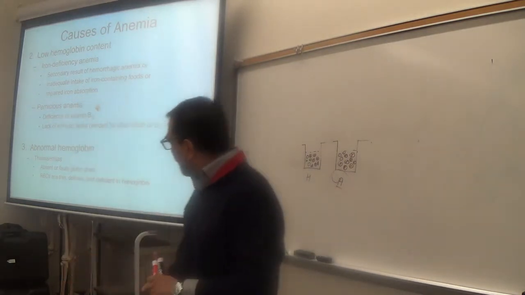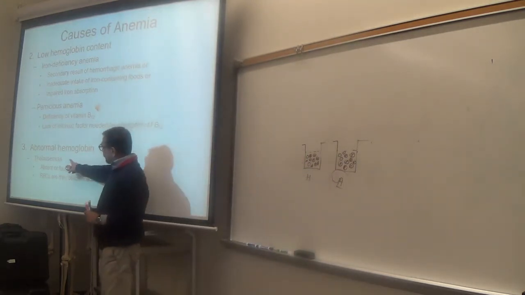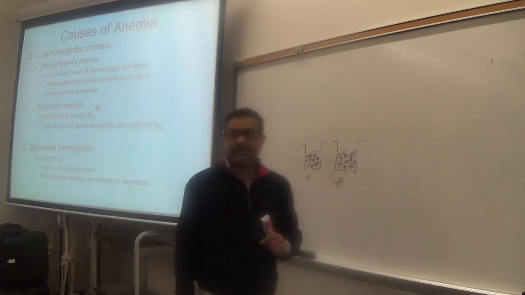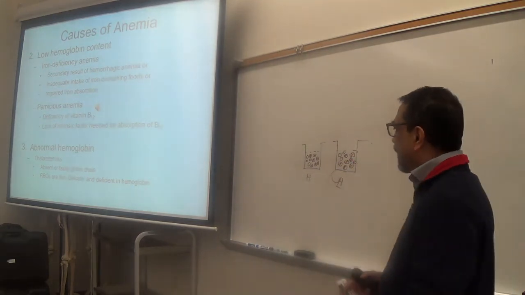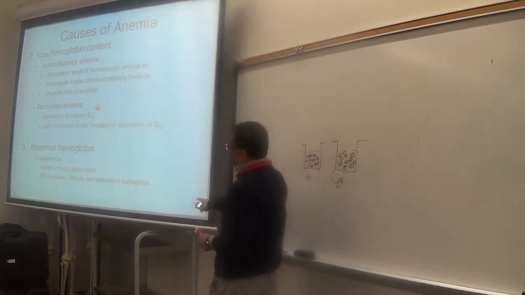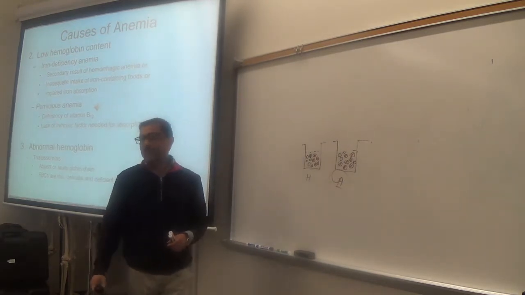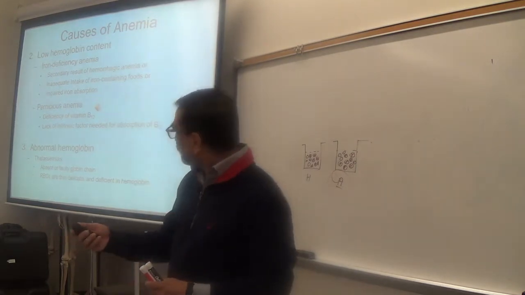Common types of abnormal hemoglobin containing anemia. One is called thalassemia. In this condition, the globin part of hemoglobin is defective.